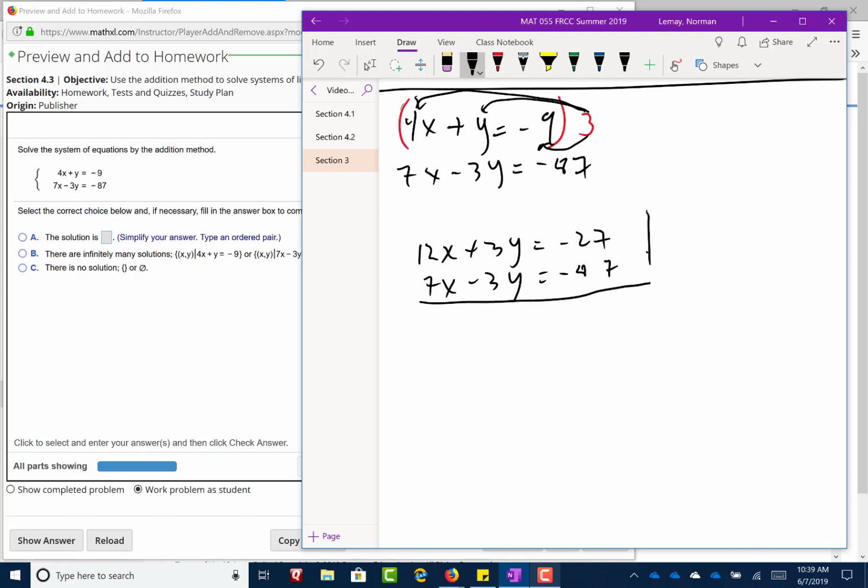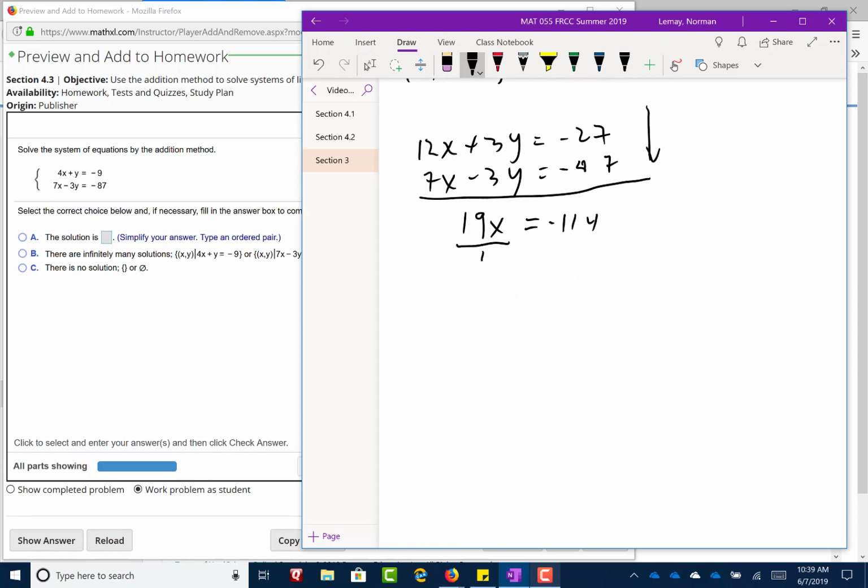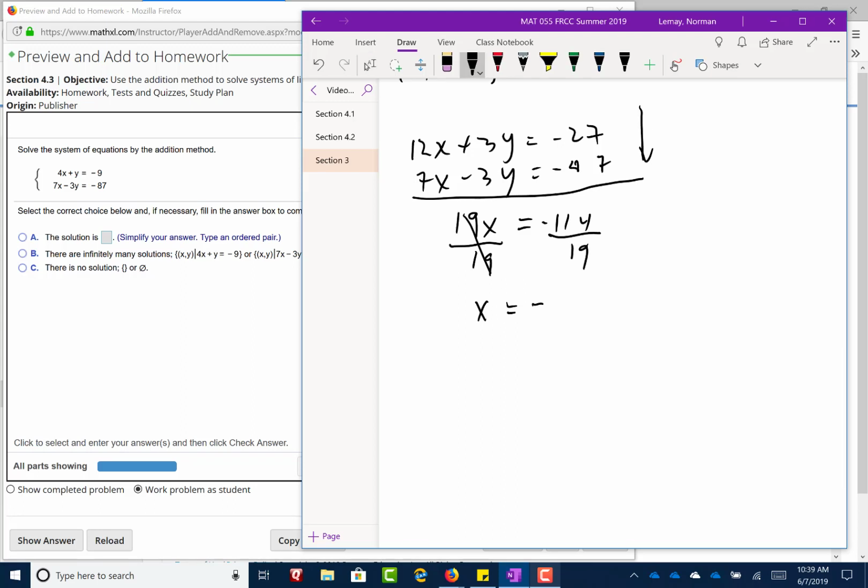So notice when I add straight down, I get 12x and 7x is 19x, and notice that the y's drop out. So here I get 14 and I get 11, and this has to be a negative. So now I divide both sides by 19, and when I do that, the 19s will drop out, so I get x equals, and this is where your handy dandy calculator comes in handy. -114 divided by 19, and I get -6.